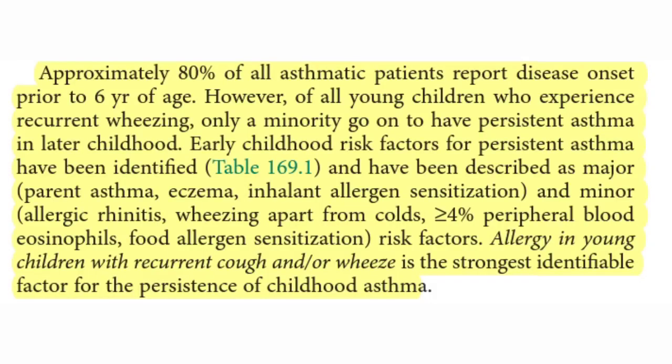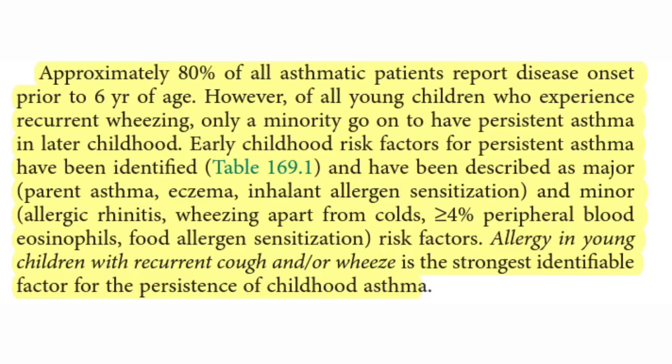As per Nelson, approximately 80% of all asthmatic patients report disease onset prior to 6 years of age. So 80% will have disease onset prior to 6 years of age. However, of all young children who experience recurrent wheezing, only a minority will go on to have persistent asthma in later childhood. Early childhood risk factors for persistent asthma have been identified and described.